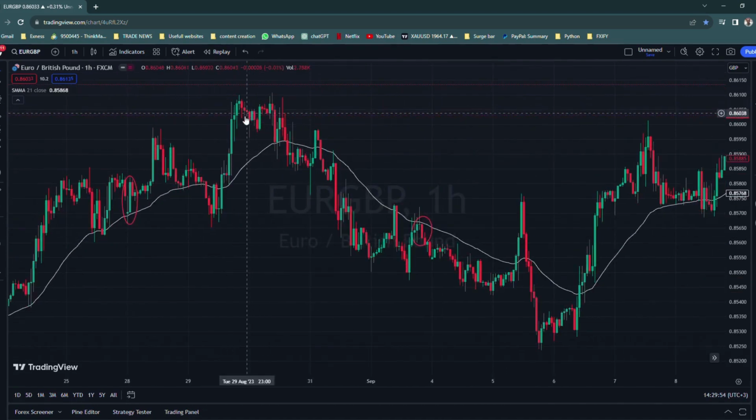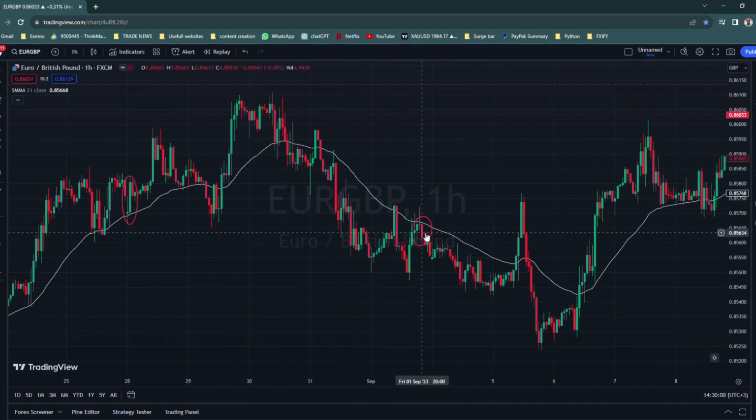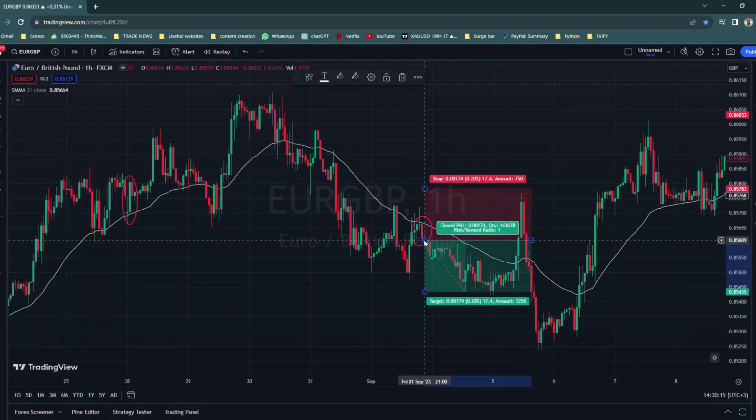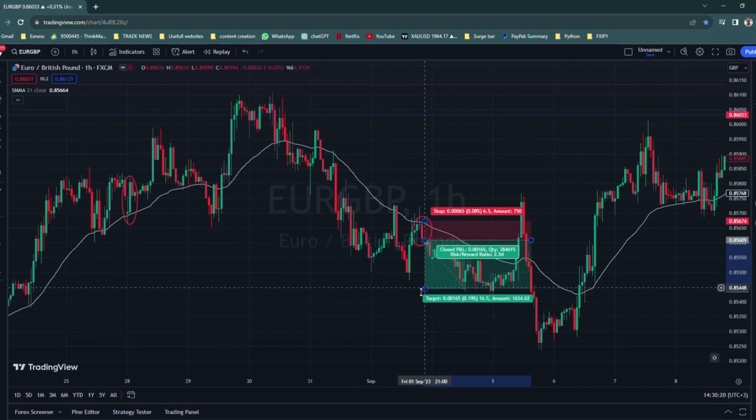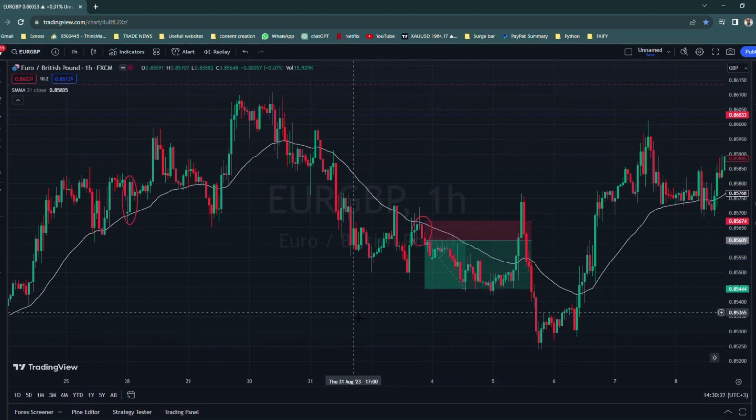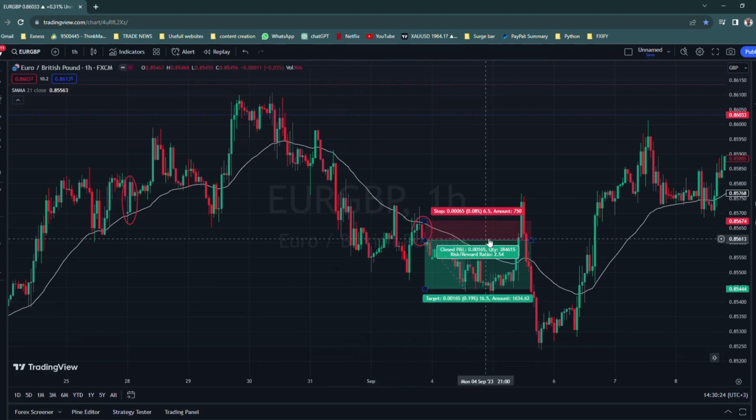So for example, this trend changed direction somewhere around here, came back, retested, and as you can see, the moving average coupled with the engulfing candle presented a very good opportunity that could give you at least a good 1 to 2 risk to reward in the short position. For example, this could give you a very good 1 to 2.5 as a risk to reward.